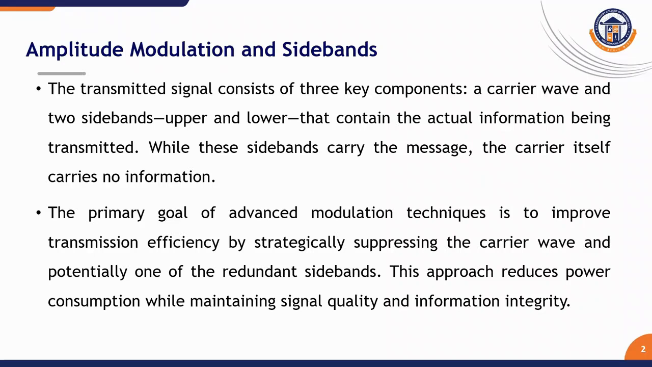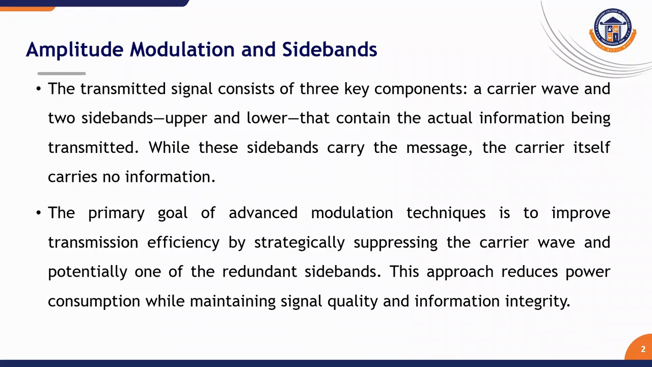In an amplitude modulation system, the transmitted signal consists of three components: a carrier wave, an upper sideband, and a lower sideband. The carrier is a high frequency signal used only for transmission purposes, while the sidebands contain the actual information of the message signal. So both upper and lower sidebands carry identical information.